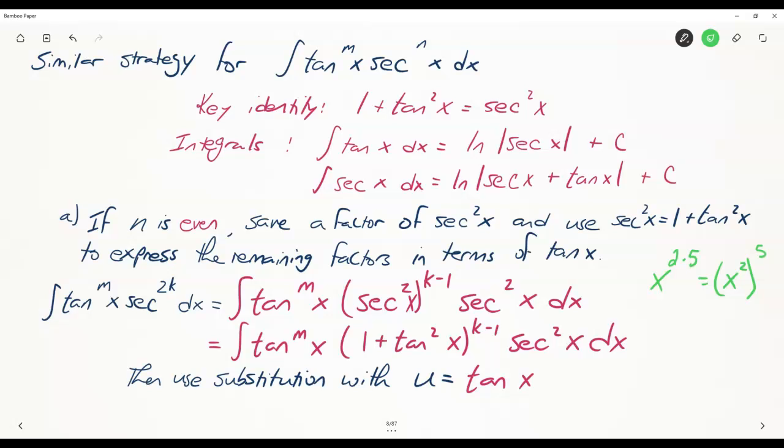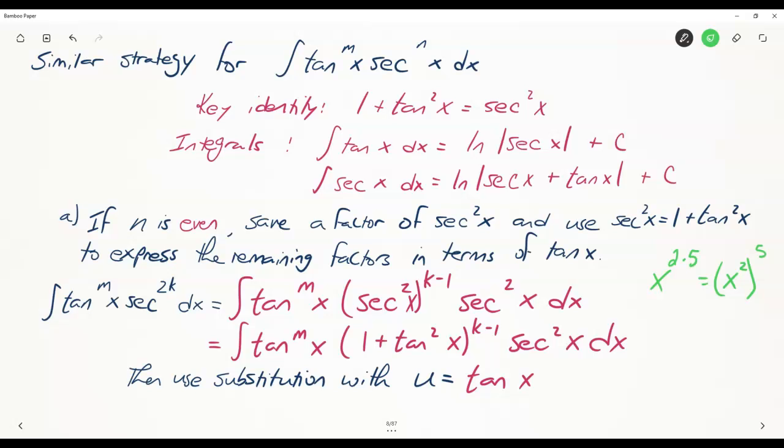But if you look at all of this, everything here is written in terms of tangent. So if we let u equal tangent of x, this is going to be u to the m times 1 plus u squared to the k minus 1. All of this right here is du. So now it's a polynomial in u again. That's exactly what we were doing last week.